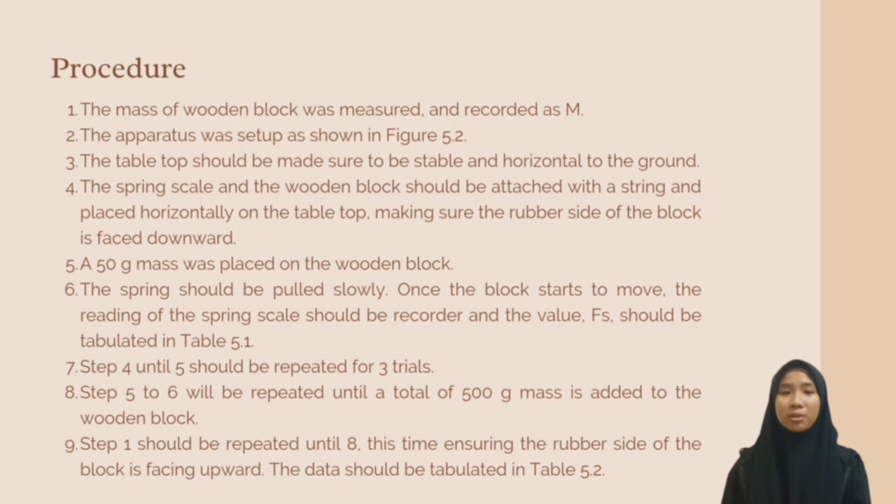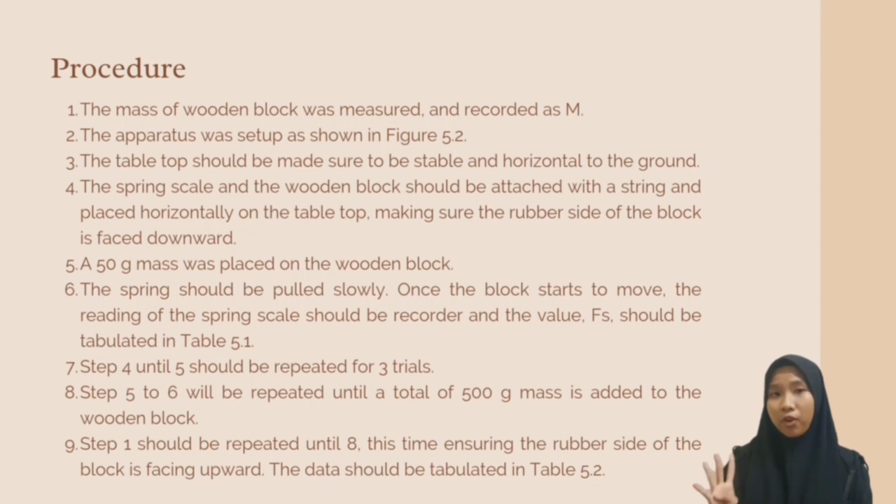Third, the tabletop should be made sure to be stable and horizontal to the ground. Fourth, the spring scale and the wooden block should be attached with a string and placed horizontally on the tabletop, making sure the rubber side of the block is faced downward. Fifth, a 50-gram mass was placed on the wooden block. Sixth, the spring scale should be pulled slowly. Once the block starts to move, the reading of the spring scale should be recorded and the value Fs should be tabulated in table 5.1.